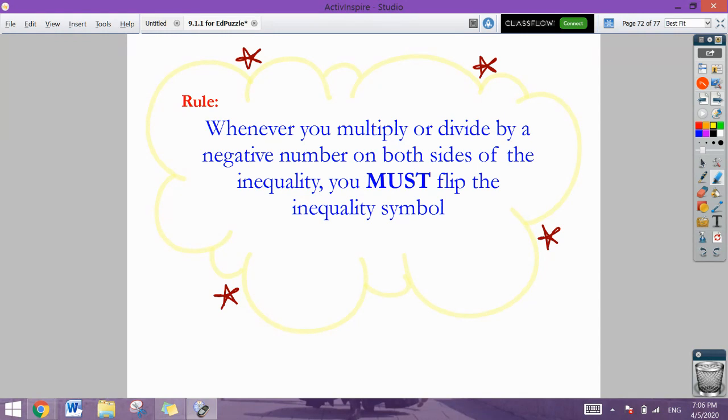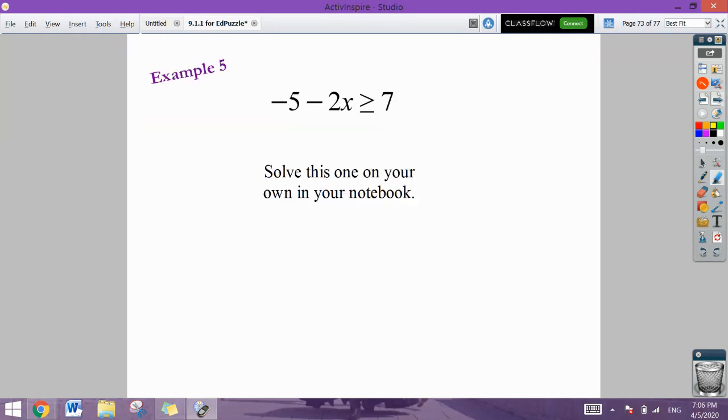All right, here we go. I want you to try this one right here. I want you to solve this one on your own and write your answer in Edpuzzle. So copy it down, solve it, be careful, this one's tricky, and let's see what you get.